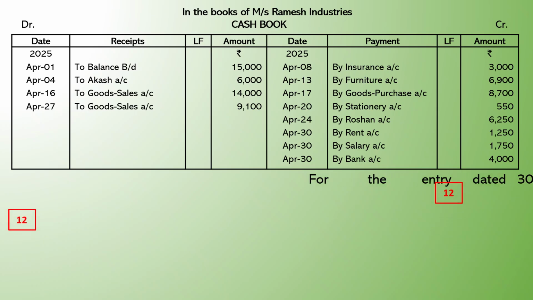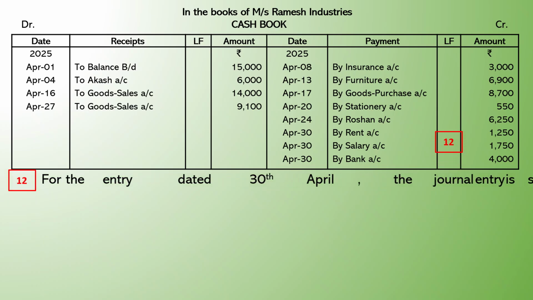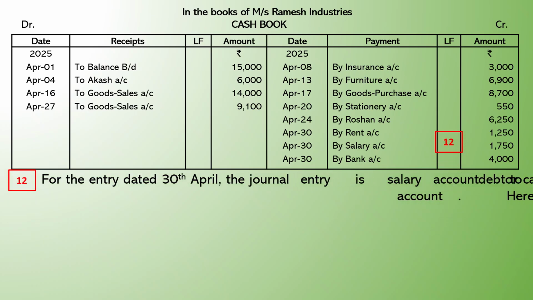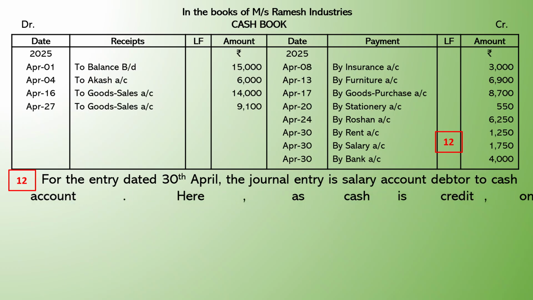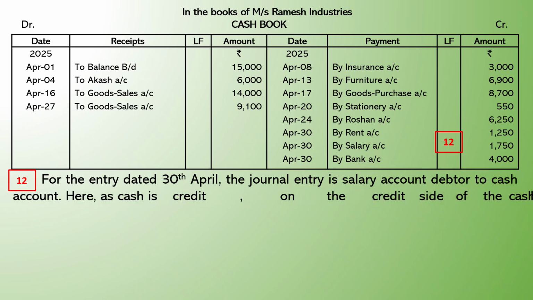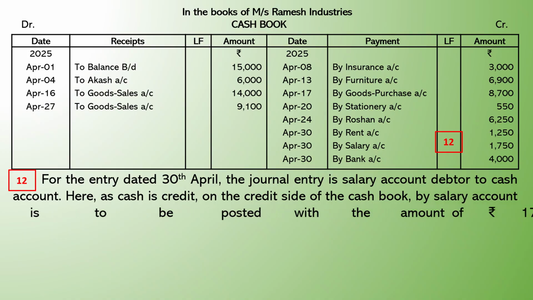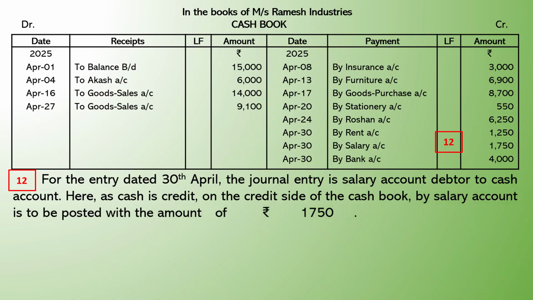12. For the entry dated 30th April, the journal entry is salary account debtor to cash account. Here, as cash is credit, on the credit side of the cash book, by salary account is to be posted with the amount of 1750 rupees.